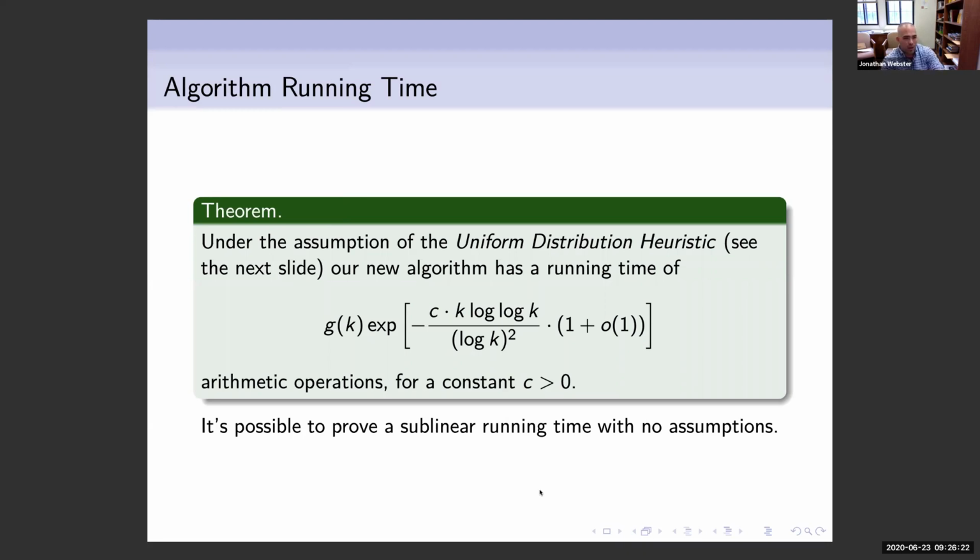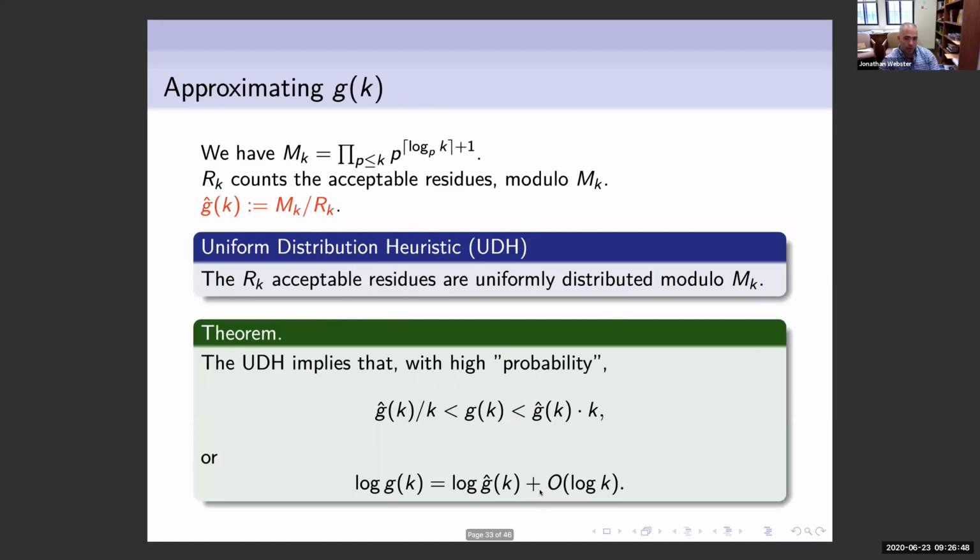Under the assumption of a uniform distribution heuristic, we prove our algorithm is sublinear in G of K, and we think we can prove it sublinear without this assumption once we can count enough primes. I'm not going to go into the details of this. That's a little beyond the scope of this talk. I would love to answer questions in the more technical session. But I want to sketch some of the work that we did.